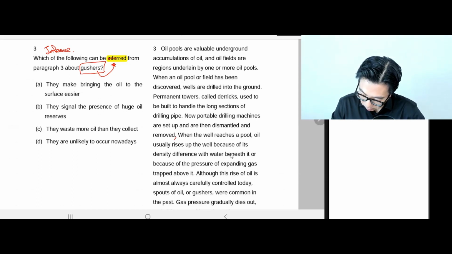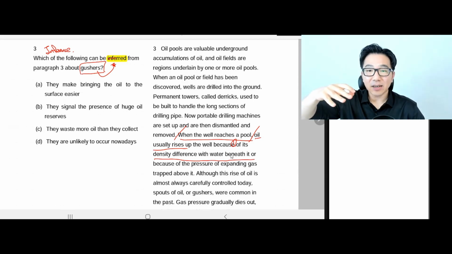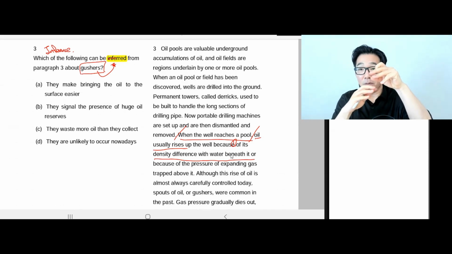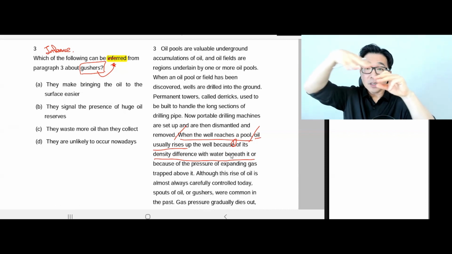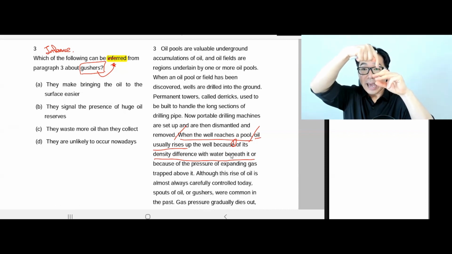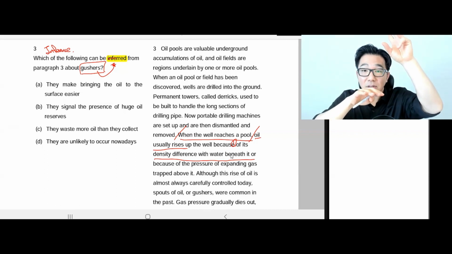So important detail. When the well reaches the pool, oil rises up. First reason, because of its density difference with the water beneath it. Okay. Because oil is lighter in density. When you drill a hole, oil is on top of the water, right? So it used to be covered, but when you drill a hole or well, the oil kind of pops out. Okay.